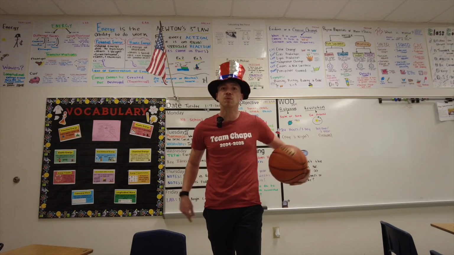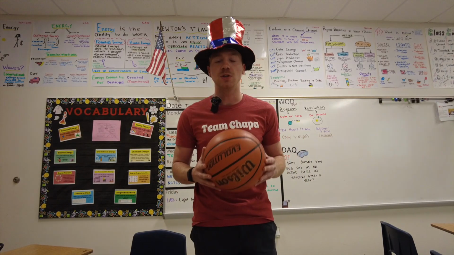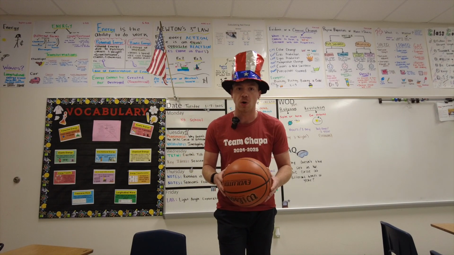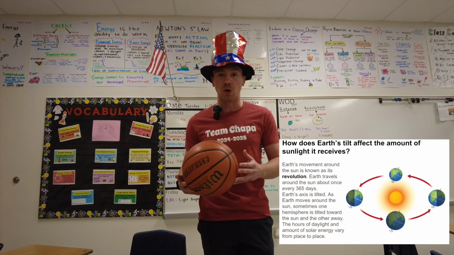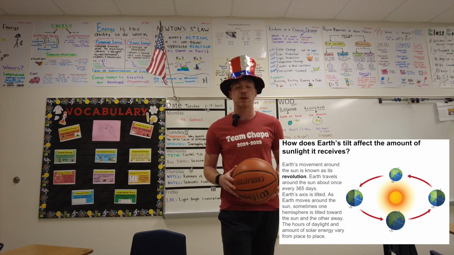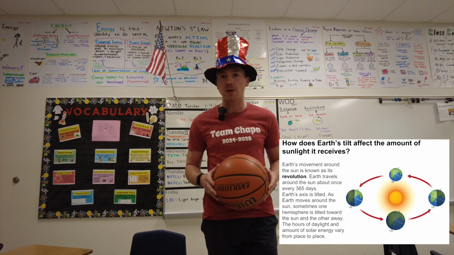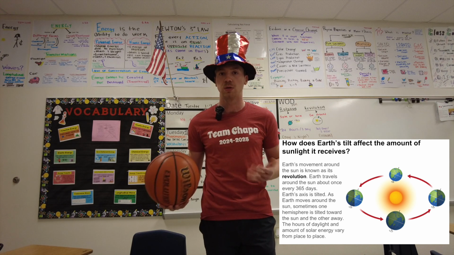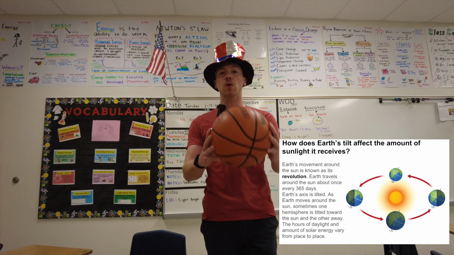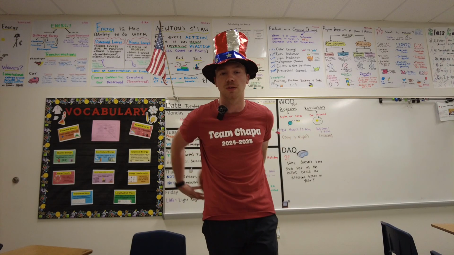Now, Earth's movement around the sun is known as a revolution, okay? The word revolve or revolution means to go around. Now, Earth travels around the sun about once every 365 days, or once a year, okay? Revolution is when the Earth goes around the sun.